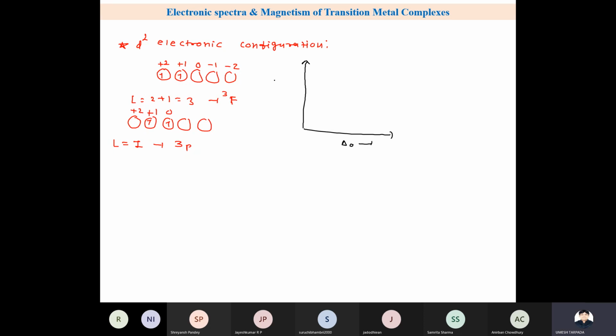So one is triplet F and another one is triplet P. Now you tell me which one has the lowest energy among these two? Triplet F, yes. And then it's a triplet P. Okay, so how do they get split? So see, triplet F is splitting into triplet A2G, triplet T1G, and triplet T2G. See, this is a triplet A2G.